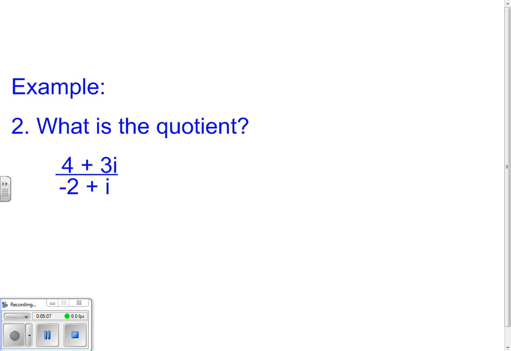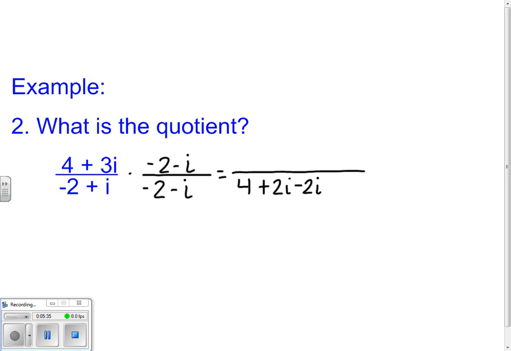It gets a little bit more complicated when the denominator is an actual complex number with a real part and an imaginary part. The denominator here is -2 plus i, so its conjugate is -2 minus i. I'm going to multiply top and bottom by the conjugate, which is -2 minus i. I'm going to focus on the bottom first. I'm FOILing. -2 times -2 is 4. -2 times -i is a positive 2i. i times -2 is a -2i.